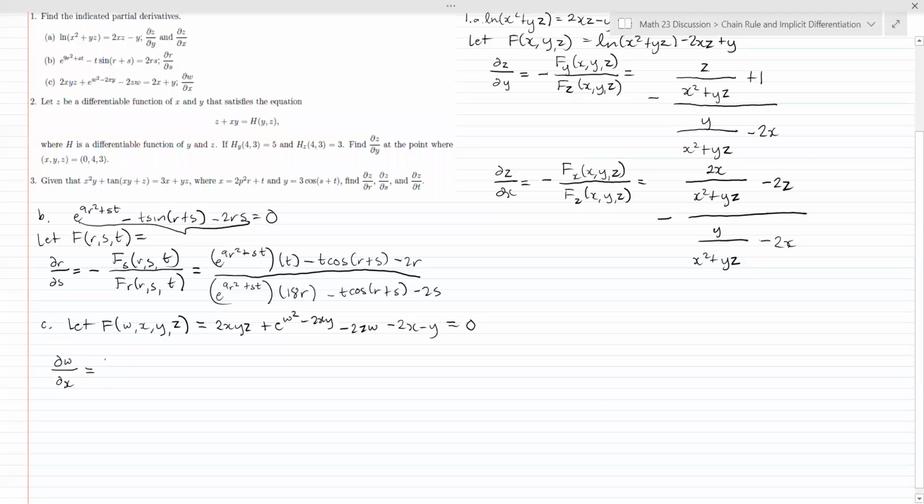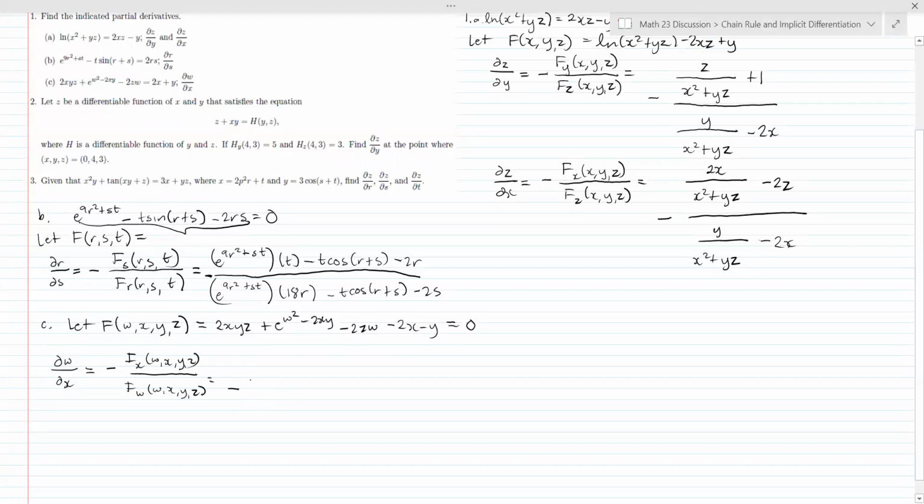This is equal to negative partial f over partial x over partial f over partial w. Okay, so partial differentiation tayo. I forgot the negative sign pala here sa B kanina. Sorry about that.